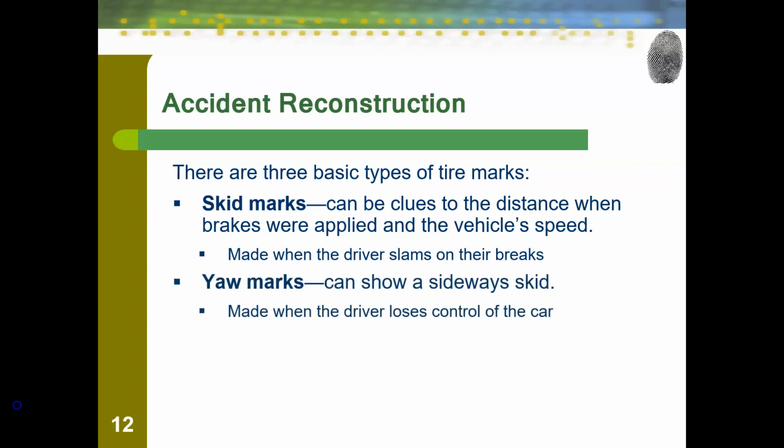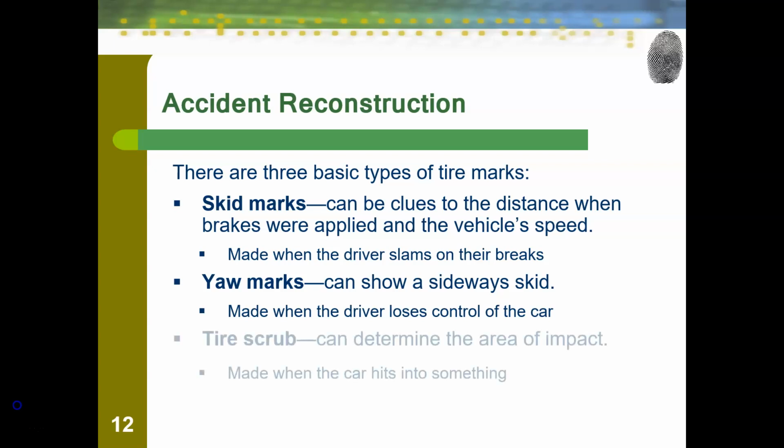Yaw marks show a sideways skid, and this is made when the driver has lost control of their car. Maybe they went to make a turn, they took the turn too fast, so their car starts to swerve to the side. Maybe they got in a car accident, and in order to avoid it, they swerved to the side. But essentially, this usually tells us that someone lost control of their car, but can tell us things like they were going too fast.